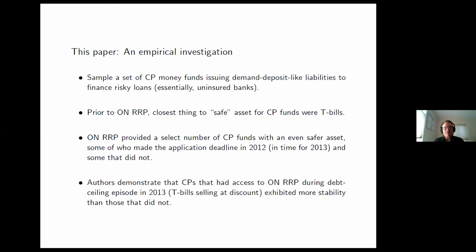Evidence that these very, very short-term T-bills are not quite as safe as what one might be led to believe, at least not in all circumstances. And of course, what the authors demonstrate is that the funds that had access to the facility during this debt ceiling episode performed relatively well. They were relatively more stable. They experienced fewer redemptions. They were better able to maintain private lending than those funds that did not have access. So I think this is a really, really interesting result.